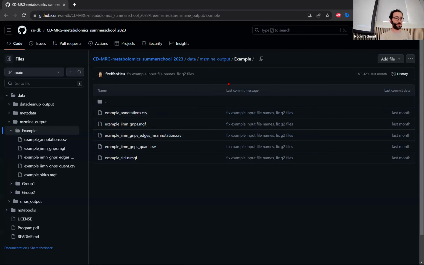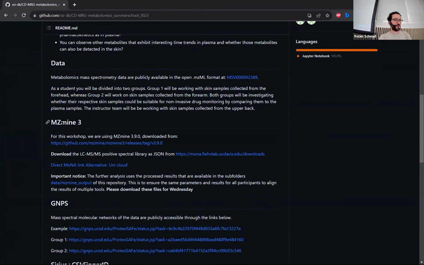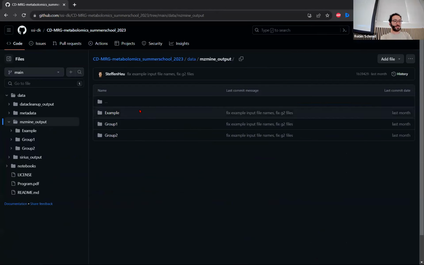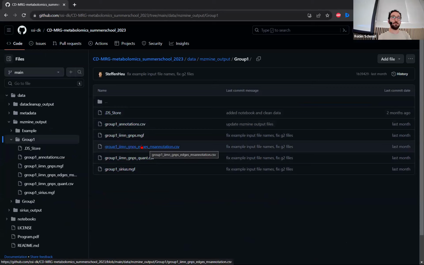So again, there is this GitHub repository that we have, and there's the MZmine output folder. You can find it when you go to the main page, and there's MZmine3 and an important notice, MZmine output, and then just download all the files that you have for your group. And we're going to use those for all the downstream processing, okay?